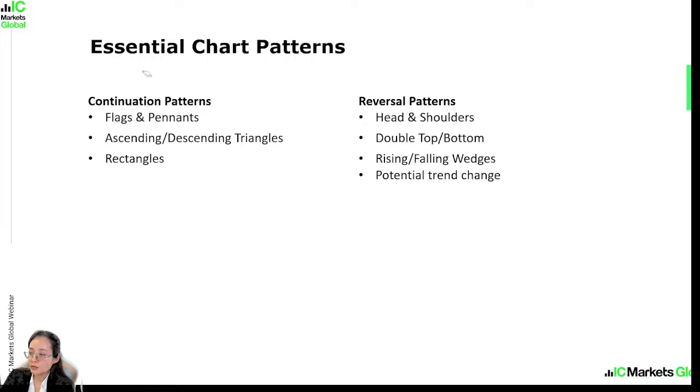So how are you going to look for chart patterns? We have 2 types of chart pattern: continuation patterns and reversal patterns. You can see a flag or pennant, an ascending or descending triangle, or a rectangle for continuation, and reversal patterns such as head and shoulders, double top, double bottom, rising or falling wedges, or a potential trend change.